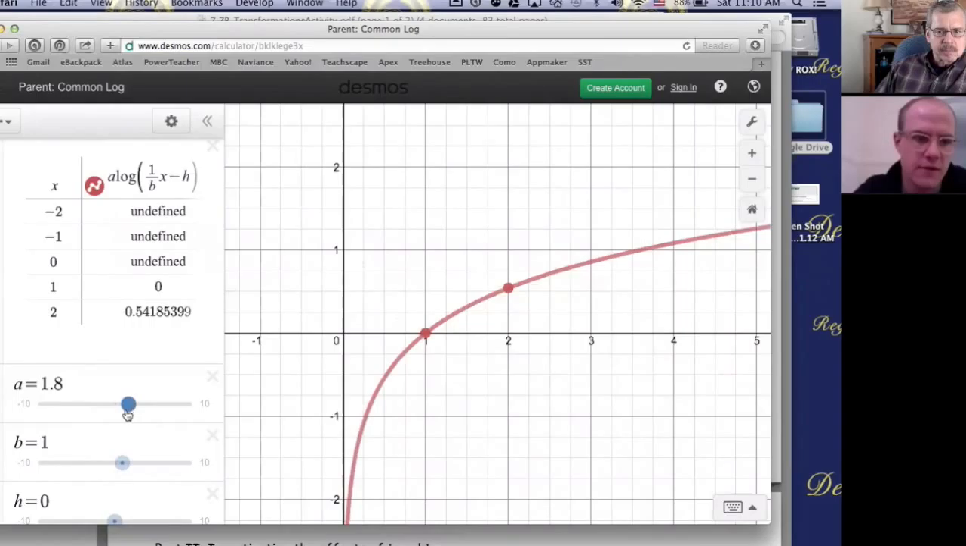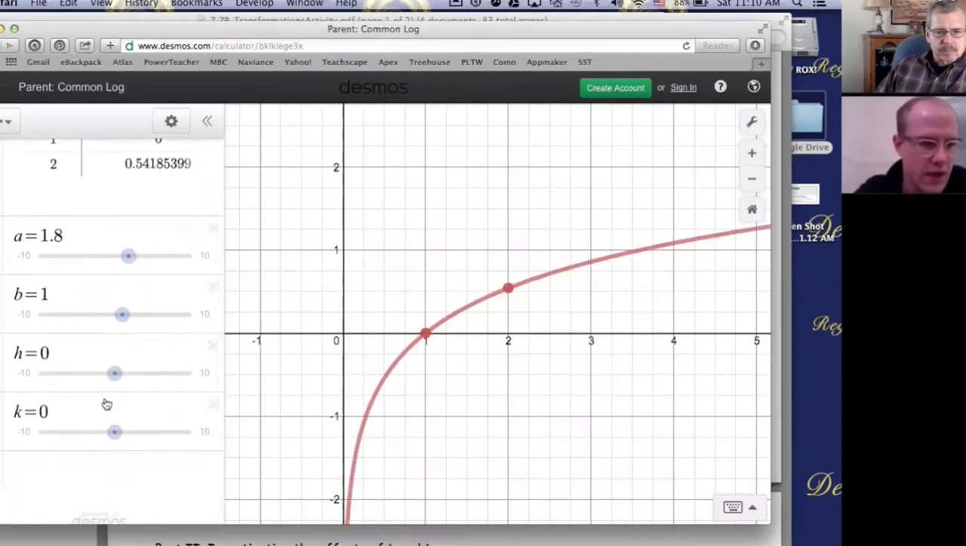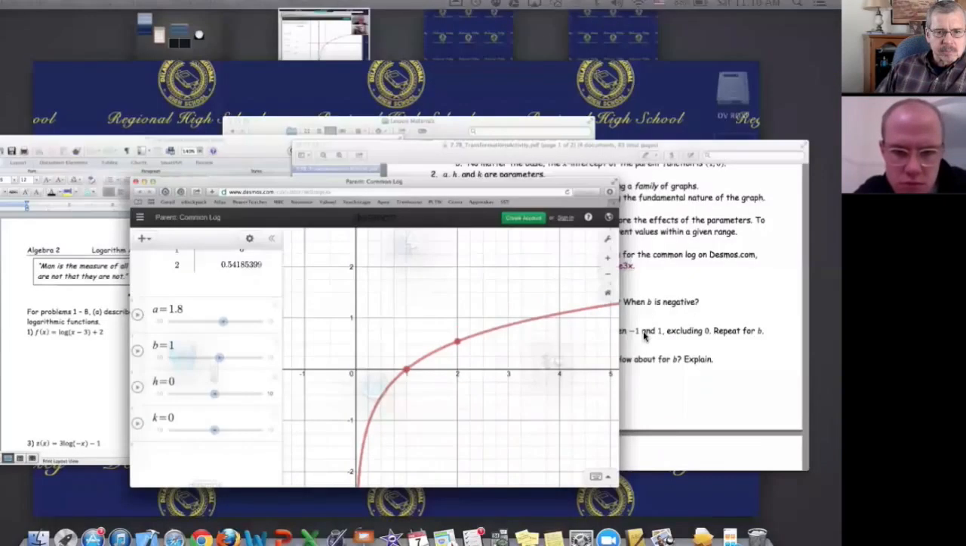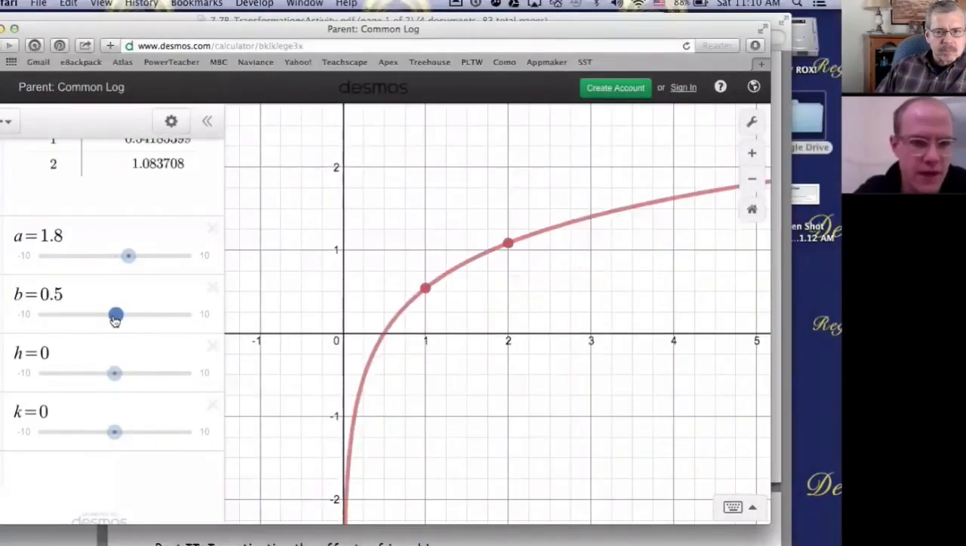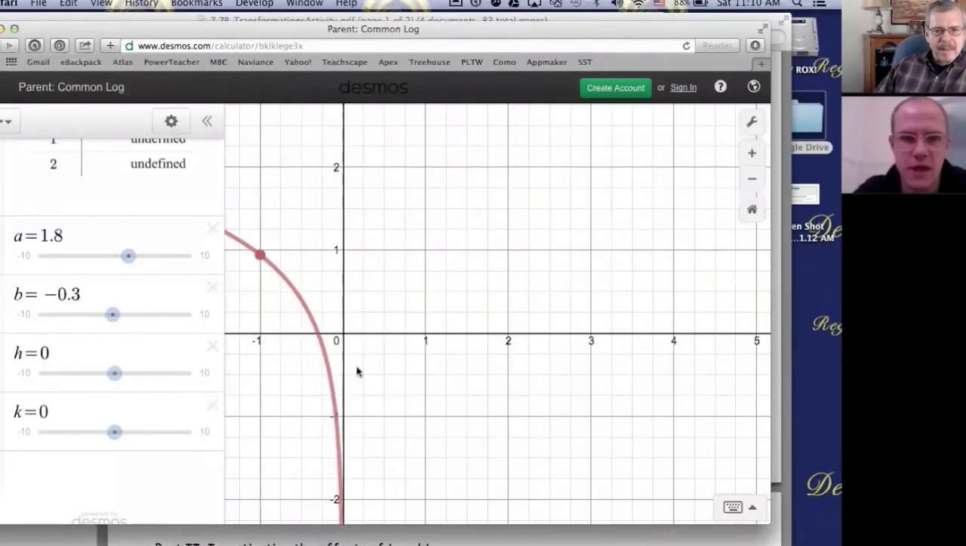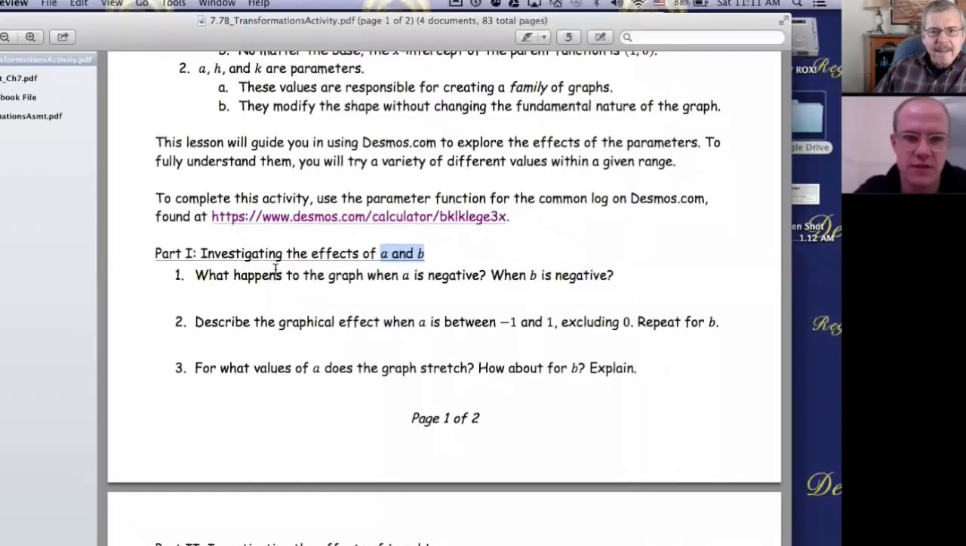And then they'll have a look at what happens when B is negative, play with that. They'll see that's a reflection over the y-axis. And so that's what the activity does. It leads them through. You notice I grouped A and B together.